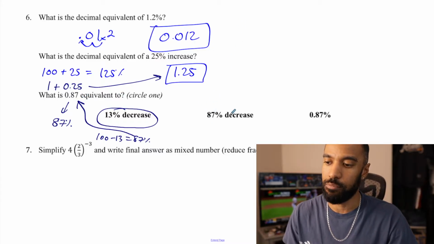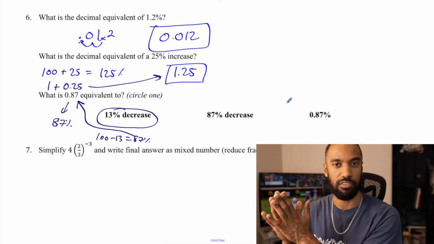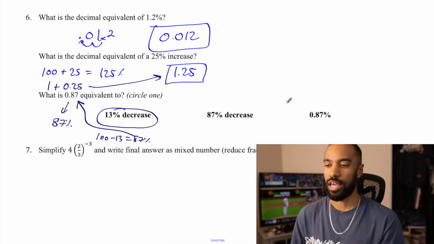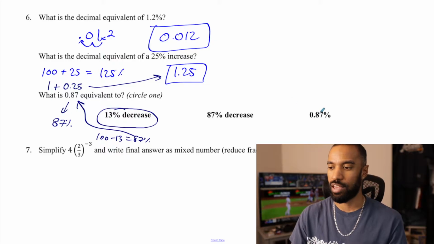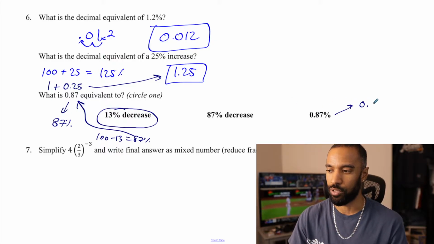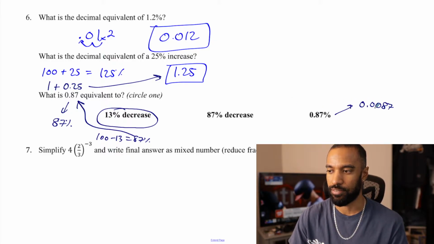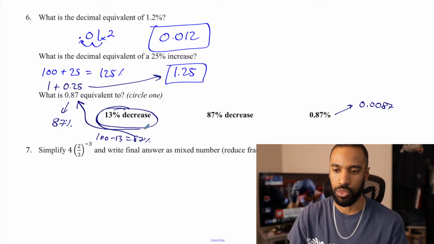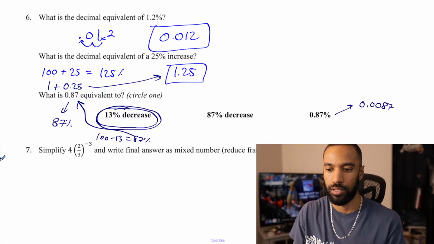So that's kind of what that thing means there. It's not an 87% decrease. That would mean taking 87% away from 100%. That would be much smaller. And 0.87%, no, that decimal equivalent is 0.0087, not the same thing. So the answer is a 13% decrease here.